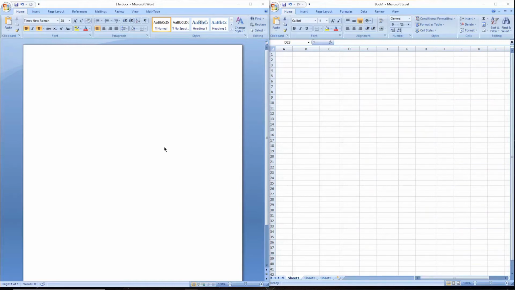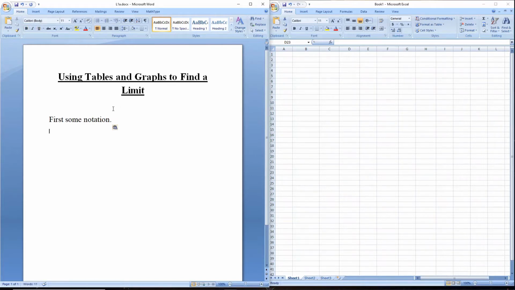So now that we have some idea of what infinity and an infinitesimal is, it's time to take these ideas and try to find a limit. Now I know I haven't defined what the limit is yet, but we're going to develop that by first looking at some tables and some graphs. And so that's what we're going to do in this section, is using tables and graphs to find a limit. But before we do that, we do need to deal with some notation.